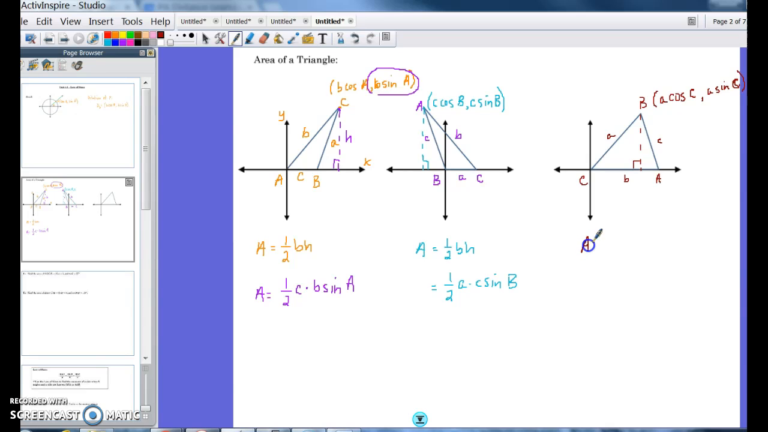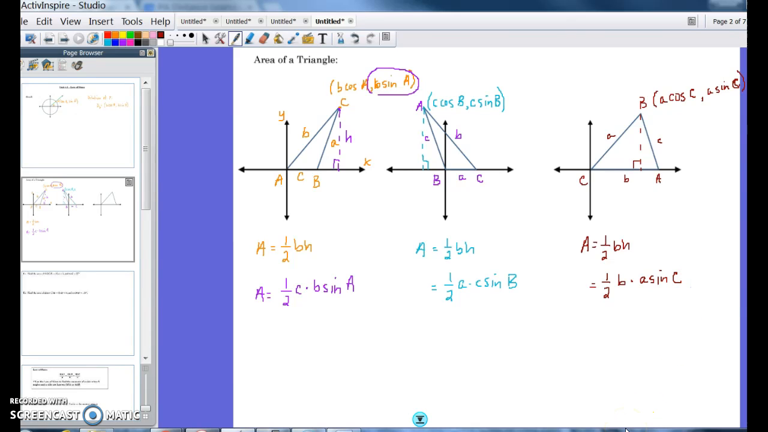And so the area of our triangle, 1/2 base times height, is going to be 1/2 our base, which is B, times our height, which is A sine of C.